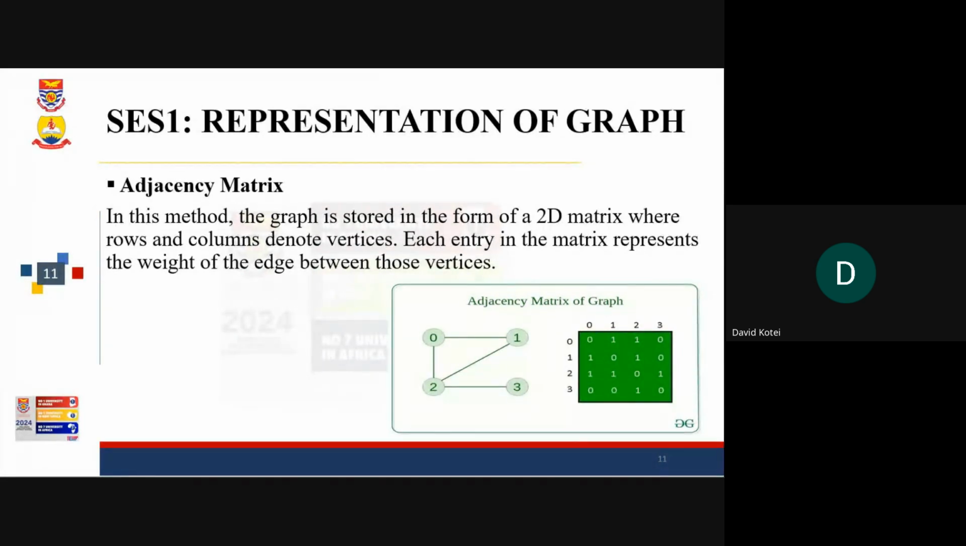When you get to 3, you can see that 3 is not linked to 0, so there's no link there. 3 is also not linked to 1, so there's no link there. But 3 is linked to 2, so under the 2, you have 1 there. And then 3 is also not linked to what? 0. That's what the matrix over here shows.